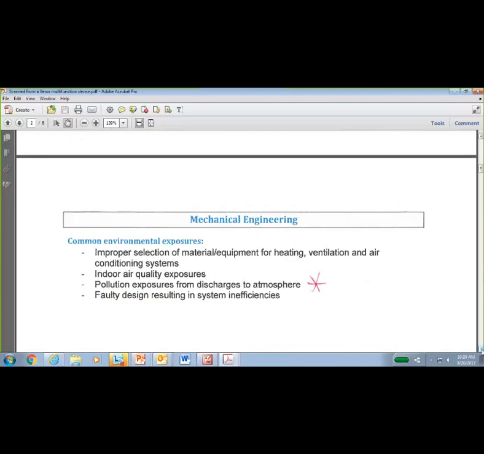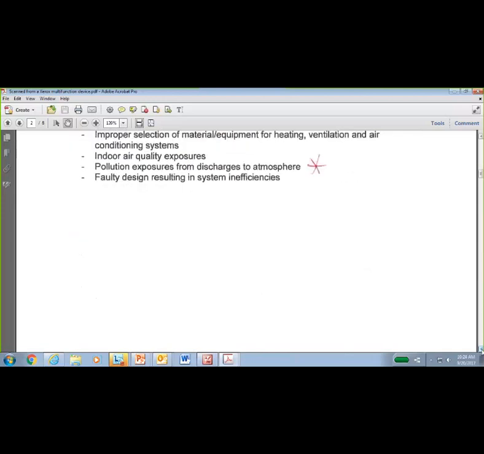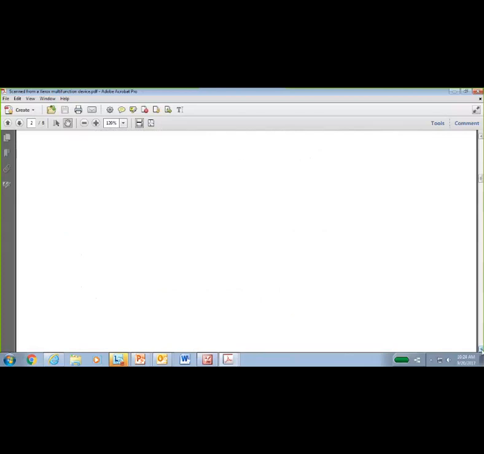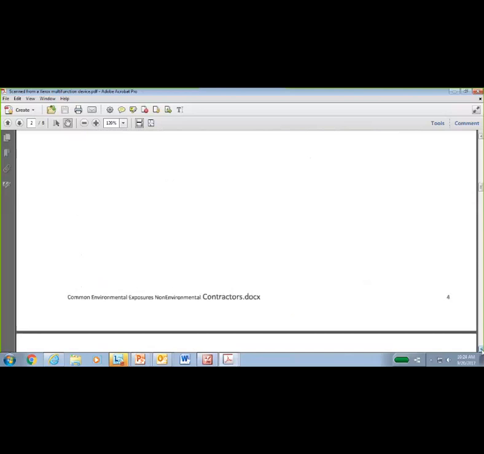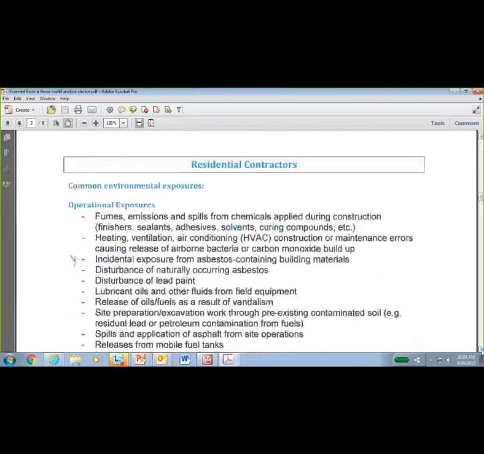There are also exposures that they may have from faulty design. If they're subcontracting certain operations, they can have some pollution exposures there. Now, your myriad of residential contractors have a ton of pollution exposures.